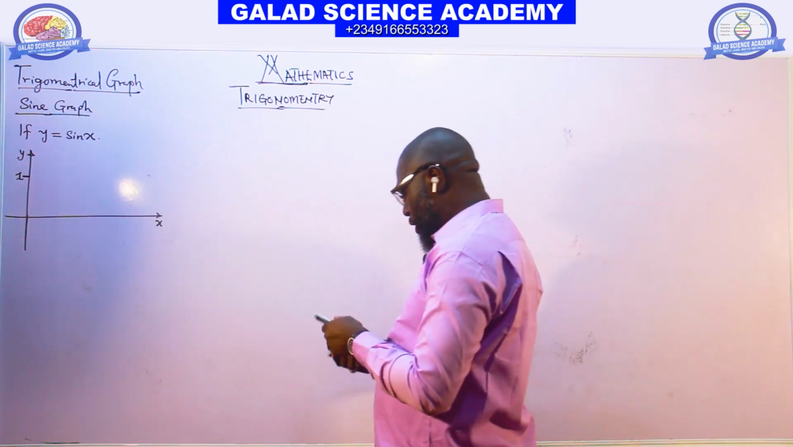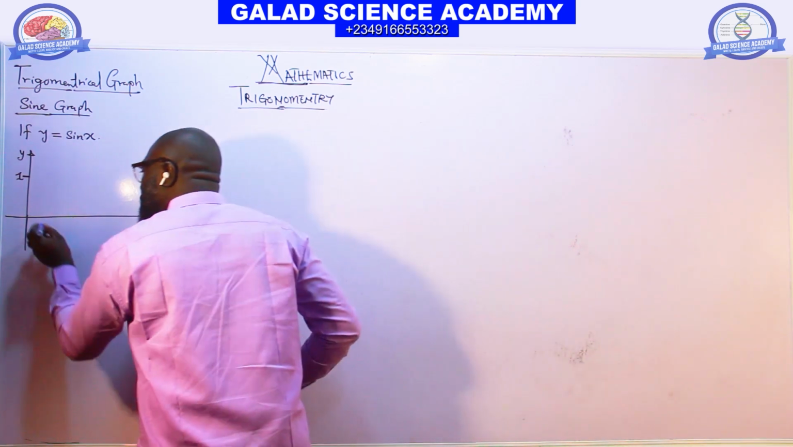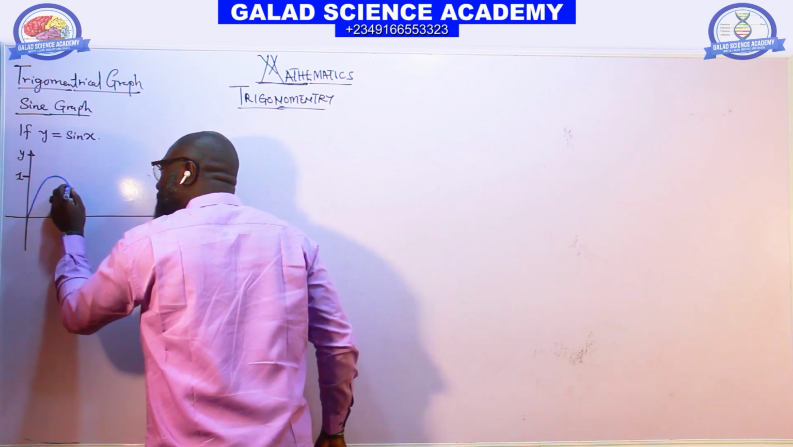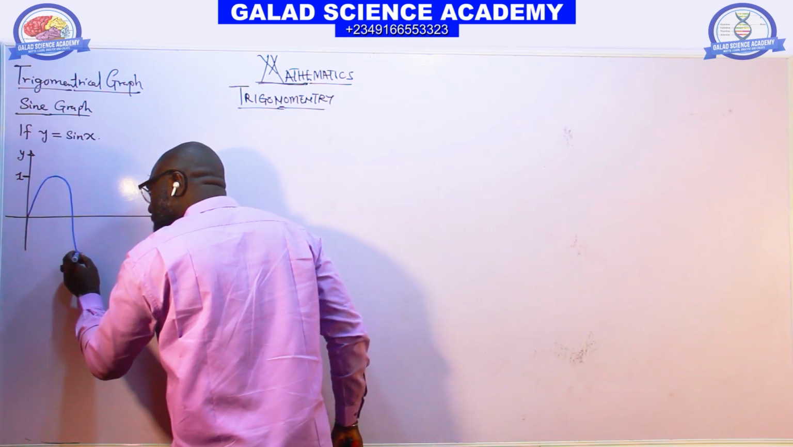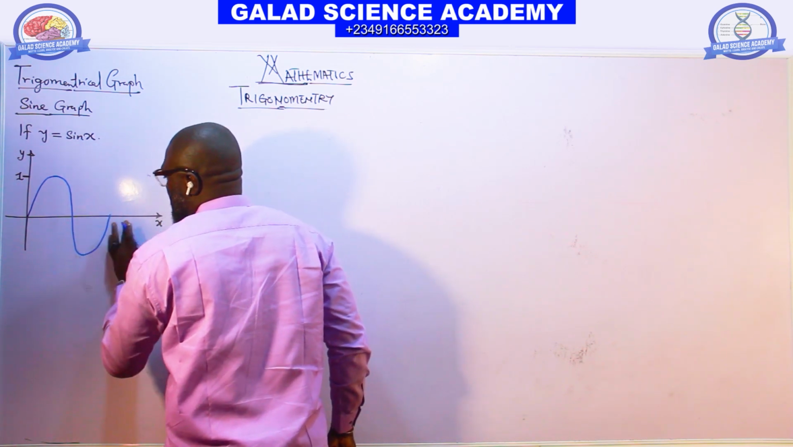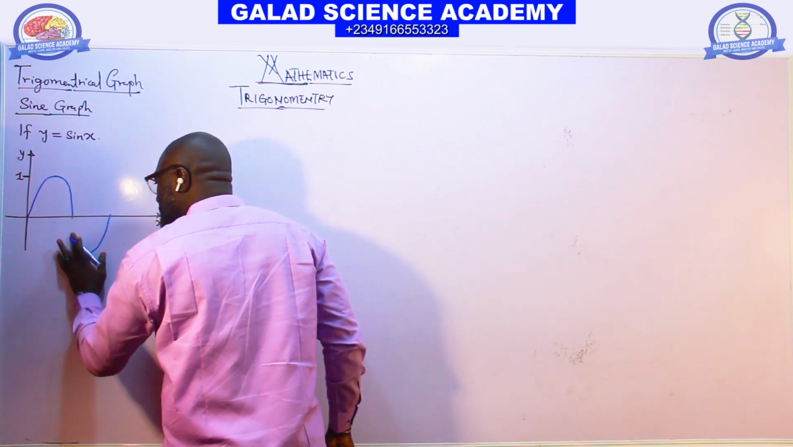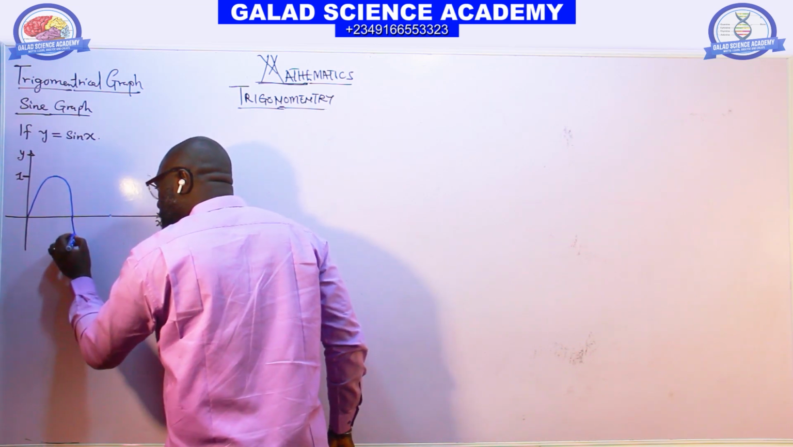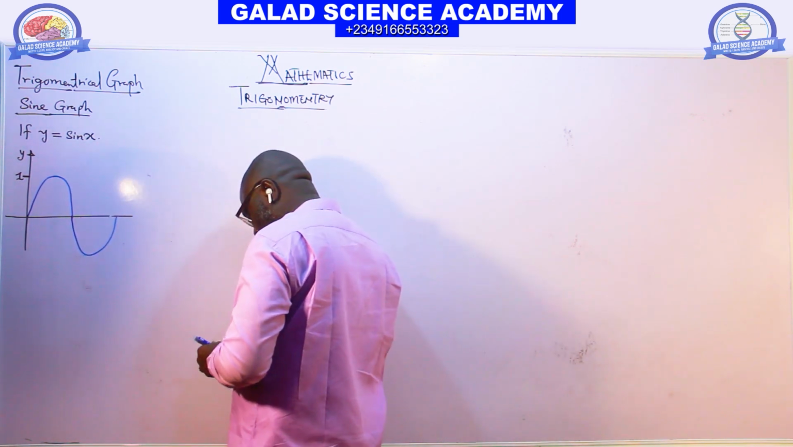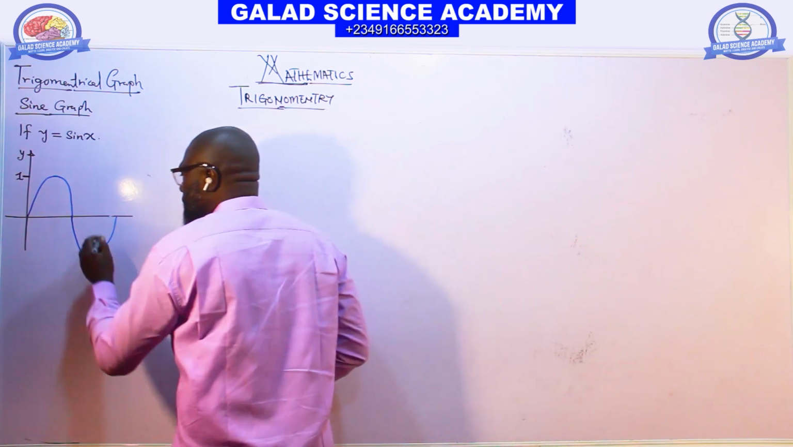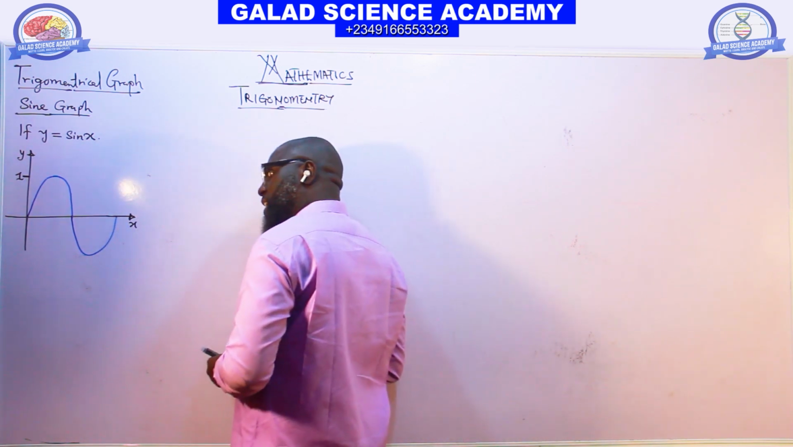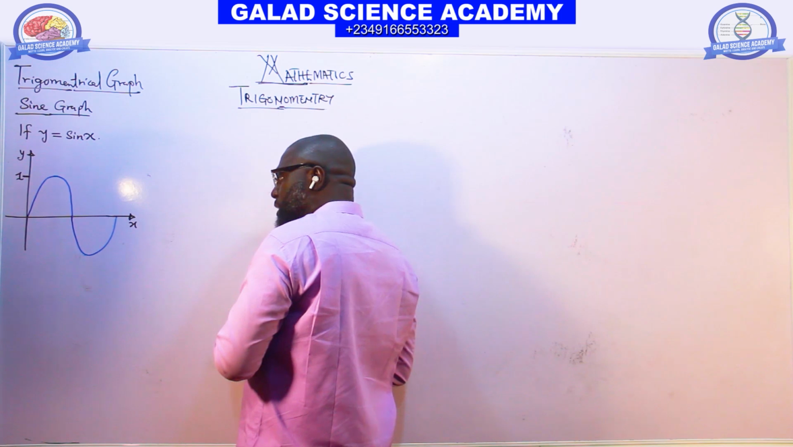In that case, the nature of the graph is that it starts from there and moves up, gets to 1, and comes down like this. Then it goes down and comes up like this. This is the graph of the sine curve. Here we have x.